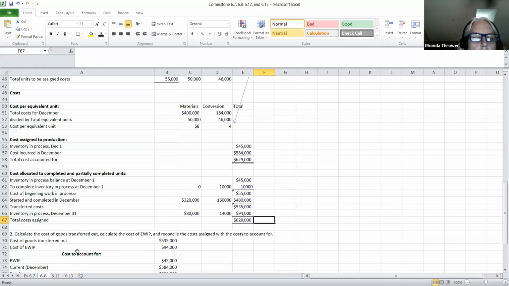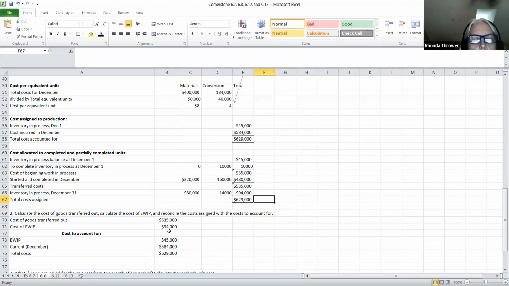In part 2, they wanted you to calculate the cost of the goods that were transferred out, the cost of the ending work in process, and they wanted you to reconcile the cost with the assigned cost to account for. And so these items are what Cengage wanted you to put in their little blanks. And these items we've already found, so it kind of makes it simple for you. If you do this cost of production report, you got your information right there.